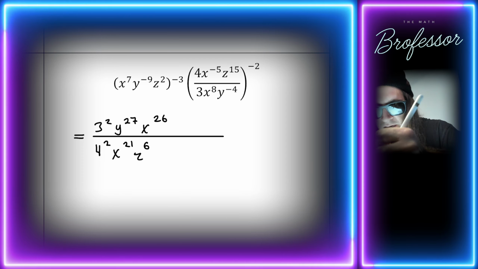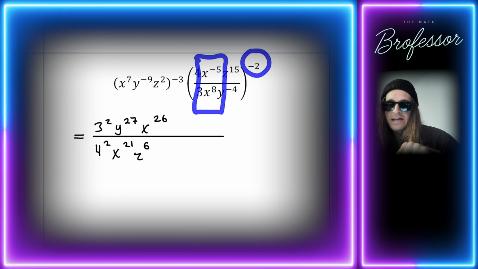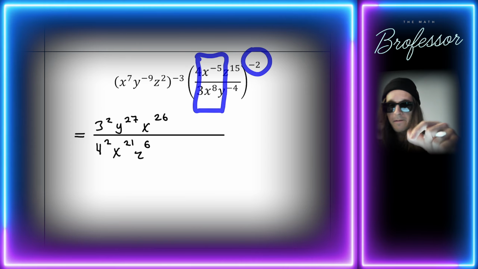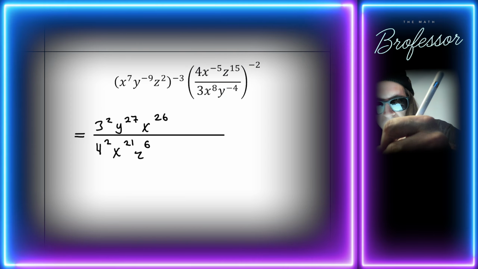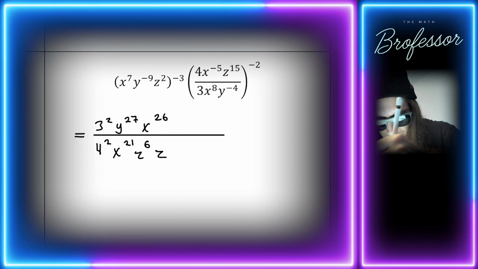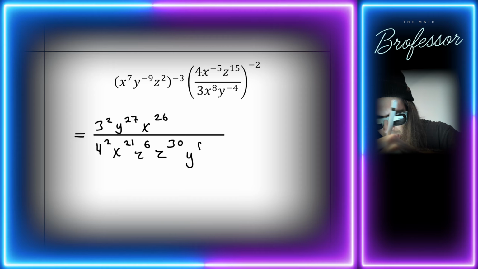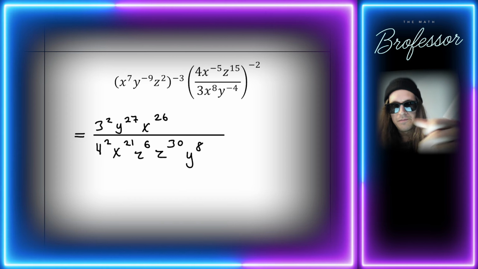Let me think about that again. I don't want to mess that up. I would subtract -5 minus 8 is -13. -13 times -2, negative times negative is positive. Yeah, okay, good. And then, let's see, that's going to be z to the -30, meaning it needs to go to the bottom. That's going to be y to the 8th, but it's already on the bottom. Okay, cool.